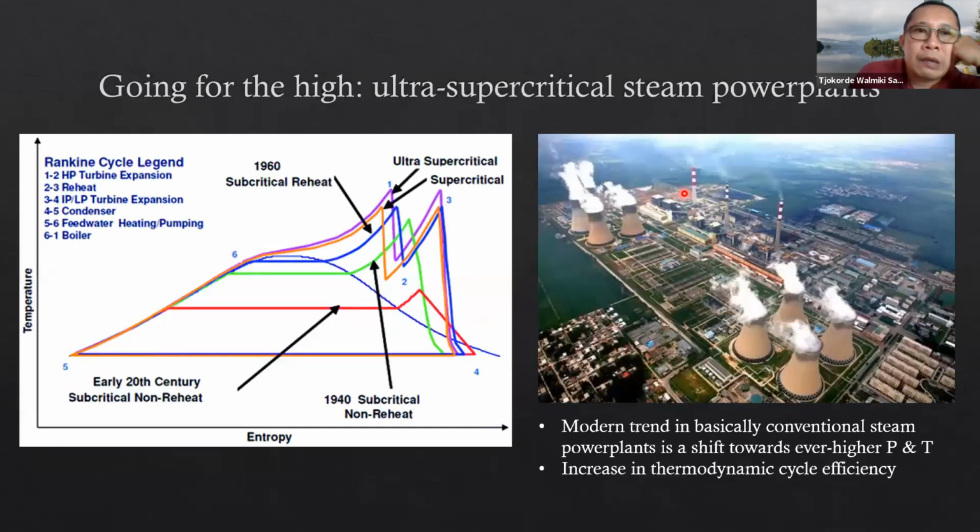Shall we continue? Now we're going for the high. In the last page, we're going for the low. Now we're going for the high. Ultra supercritical steam power plants. Now again, please go back to your thermal class and take a look at the Rankine cycles, typical Rankine cycles in our textbooks.